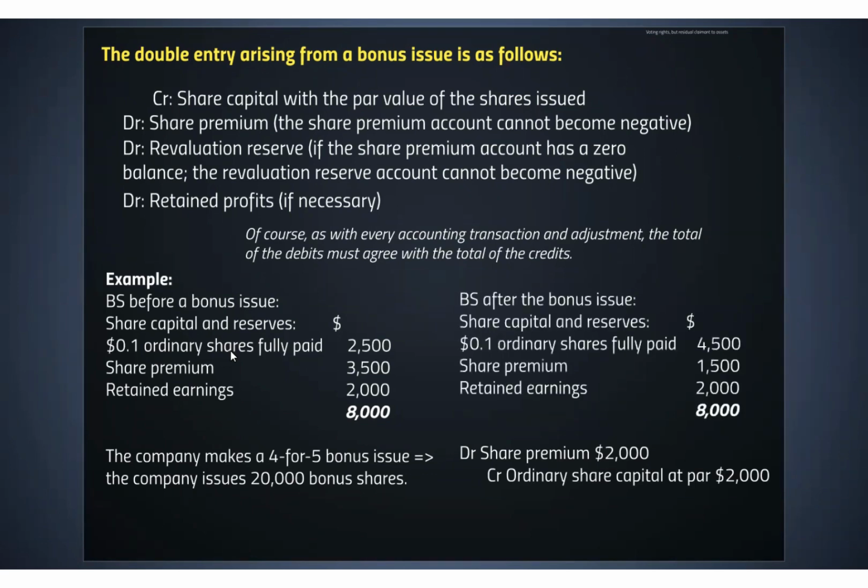And the equity section now looks like $4,500 as share capital, decreased share premium account $1,500, and no change in retained earnings. The total is the same. No additional cash, no change in the accounting equation.